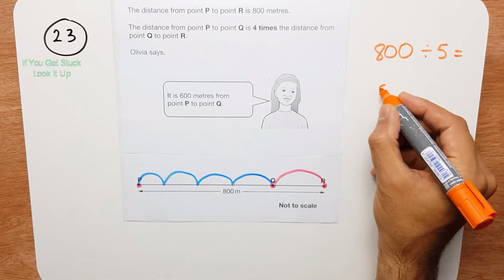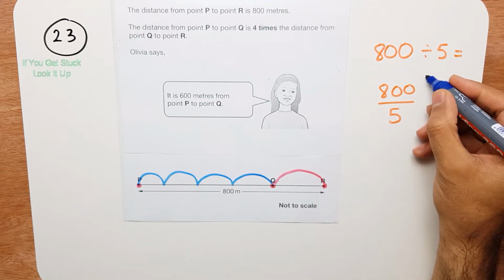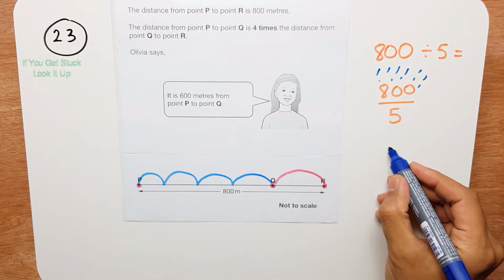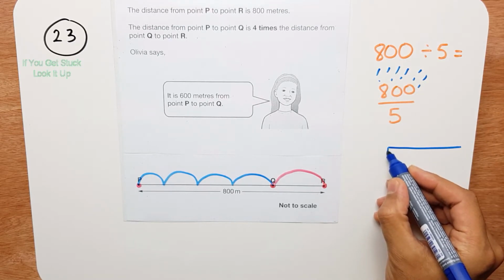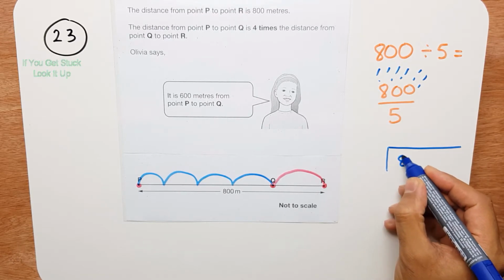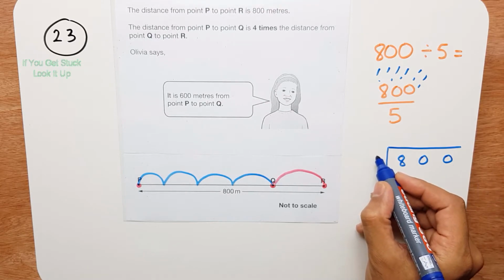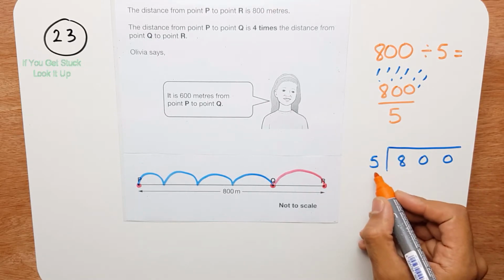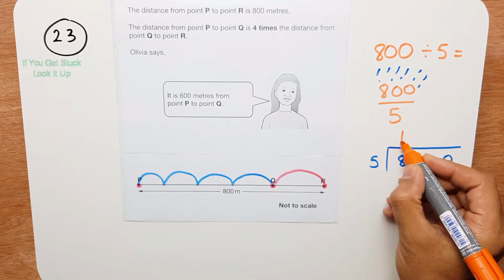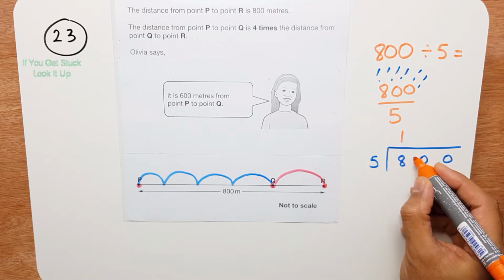Now what I like to do is this, 800 divided by 5. It's raining, so I'm going to build a bus shelter. 800 is getting wet, so that goes inside. And the 5 goes outside. Now how many 5s are there in 8? There's one lot of 5. Remainder 3. And the remainder gets carried over to the next column.